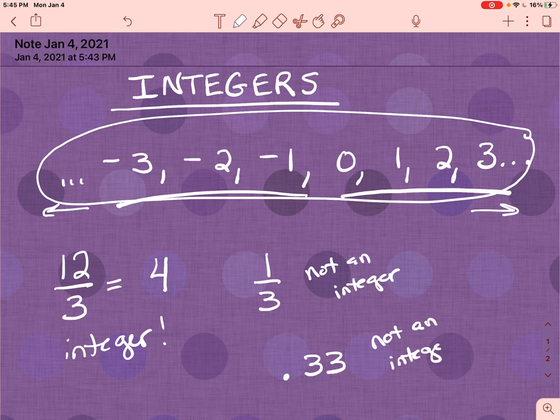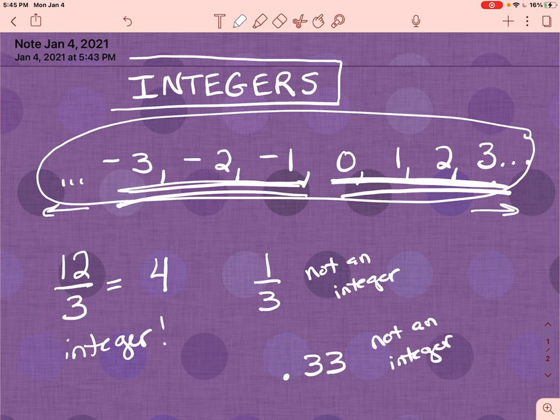So integers are whole numbers. These are whole numbers, 0, 1, 2, 3, 4, 5, 6, 7, 8, 9, 10 forever, and the negative whole numbers. And instead of saying whole numbers and negative whole numbers, we have a word for it. It's called integers. So think integers. Write this down in your math notebook.